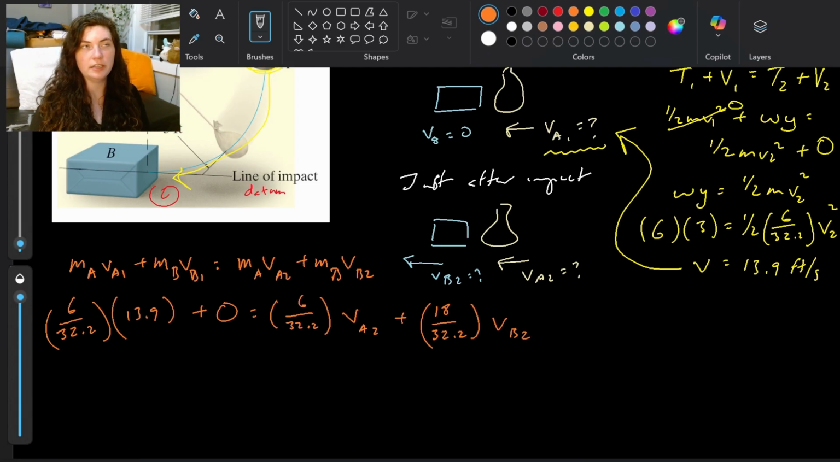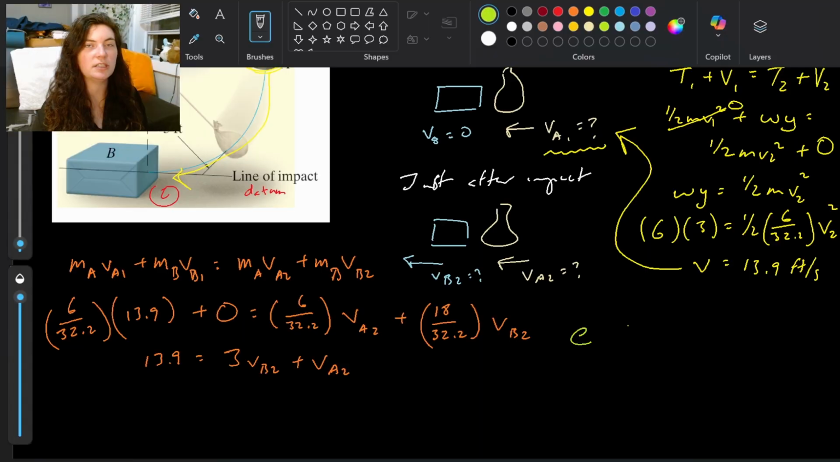Which is a good start. I can simplify this down a little bit if I really want to, and say 13.9 equals 3 vB2 plus vA2. Essentially I just canceled out all of the 6 over 32s, because every single one of these has a 6 over 32 in it. I simplified it down a little bit before I move on to my coefficient of restitution.